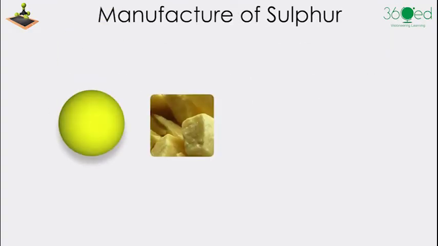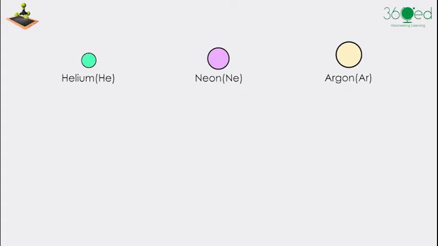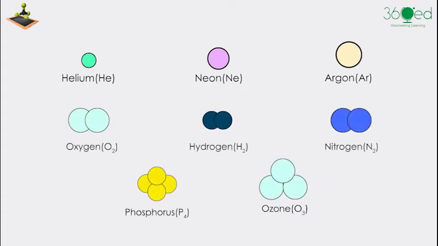Sulfur is a yellow, strong-smelling solid. It is naturally found in the free state as a molecular element. It's not like noble gases. Sulfur is a polyatomic element. Sulfur does not exist as a diatomic molecule, in contrast to other elements.